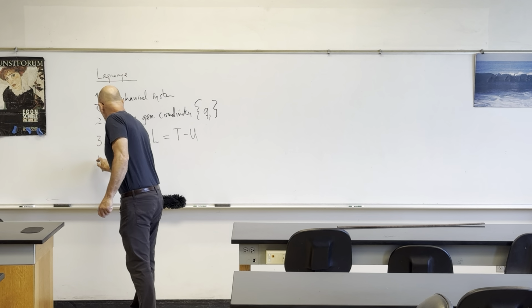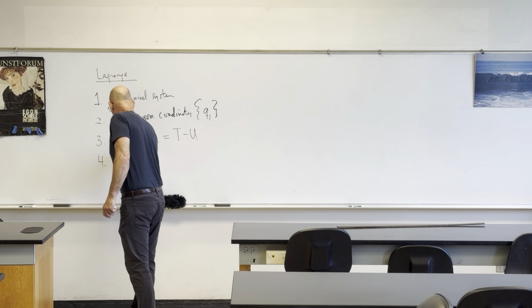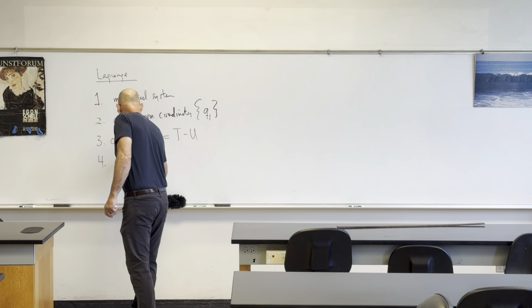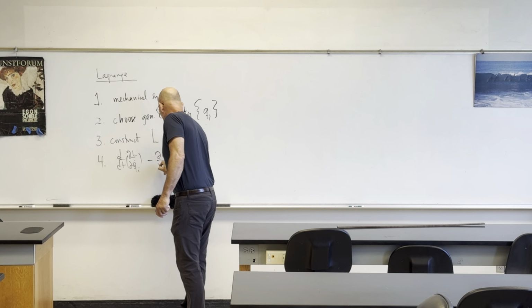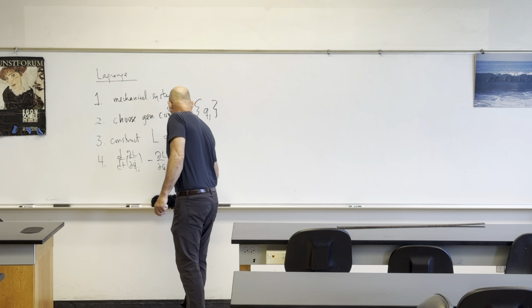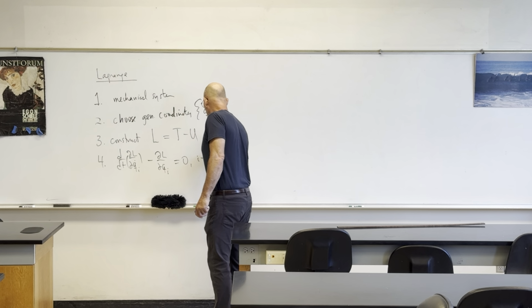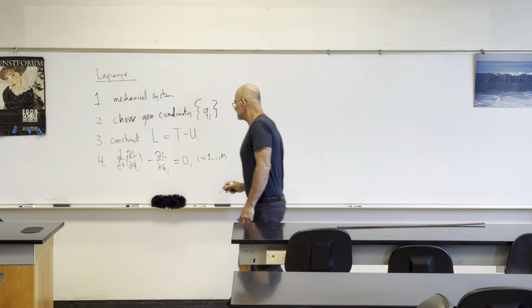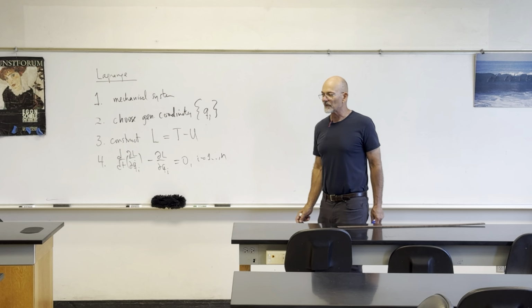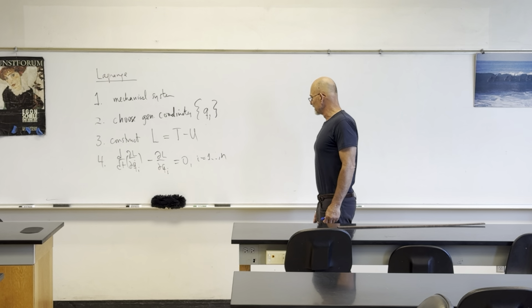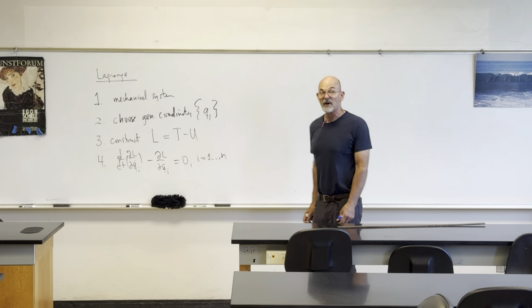Having done that, we have equations of motion. And they just have this format. Yielding d/dt of partial L by partial Qi dot minus partial L by partial Qi equals 0, i equals 1 to n. And of course now we have to figure out ways to solve those equations. They're not going to solve themselves. But that's where we are thus far.